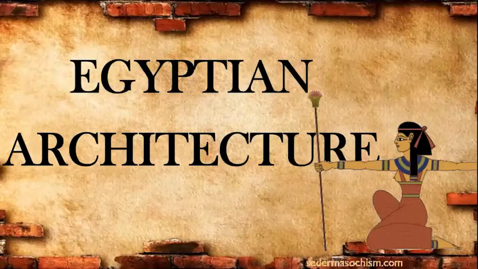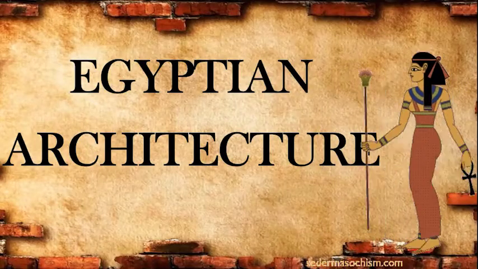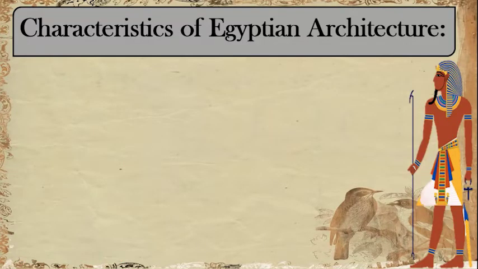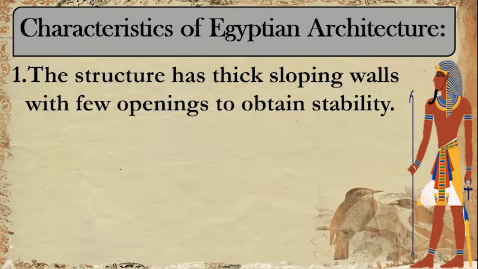Now, let's discuss the Egyptian architecture. The Egyptian architectural design was developed during the pre-dynastic period, 4000 BC. So let us know the characteristics of Egyptian architecture. 1. The structure has thick, sloping walls with few openings to obtain stability.